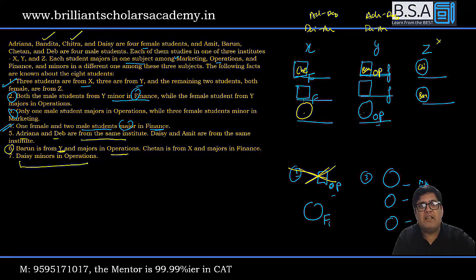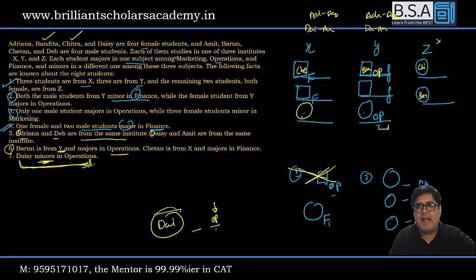Daisy minors in operation. I was confused between Adriana and Daisy. Now Daisy is minoring in operations. Can this be Daisy? If this becomes Daisy, the major and minor subject also becomes the same. So wherever I write Daisy's name, the girl, operation should be in the secondary position. Here, operation is in the first position. That makes this person Daisy. So the minor is operation.